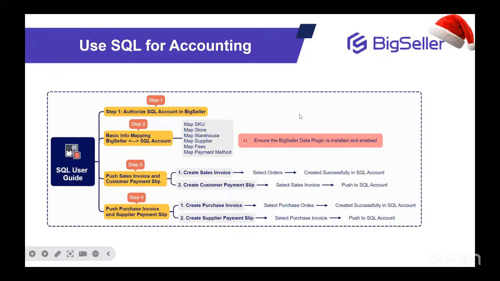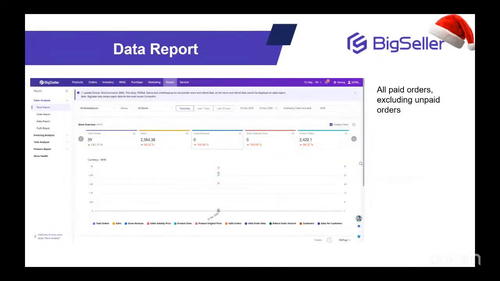All right. And also I will introduce the data reports. The first one is the store reports. You can select a specific period and then check all the store data, including the sales, the total quantity, and the revenue for your stores. But pay attention here, it only counts the data according to all paid orders, excluding the unpaid ones.